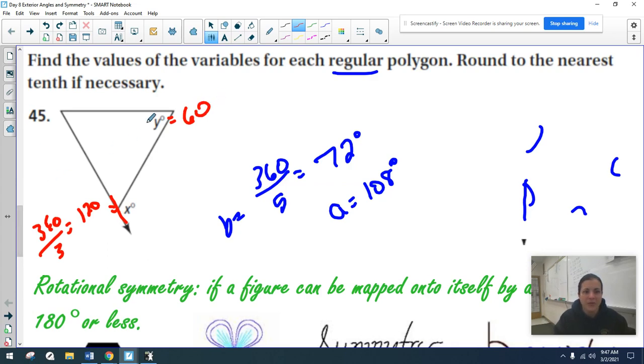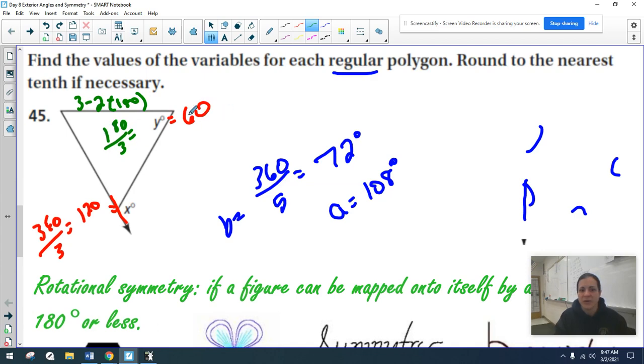Okay? You could have done it the other way like we did yesterday. Yesterday, for the interiors, you would have done n minus 2 times 180. So obviously, you don't need to do that for a triangle. Everybody knows a triangle adds up to 180 on the inside. And then if you take the 180 and divide it by 3, that's going to give you 60.